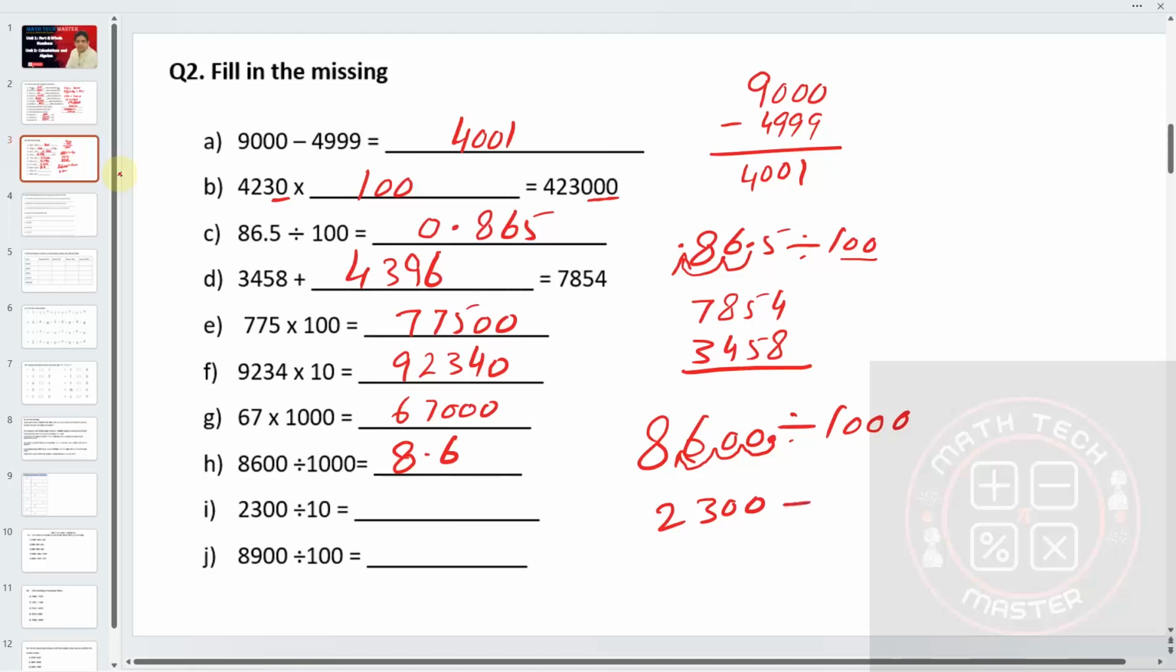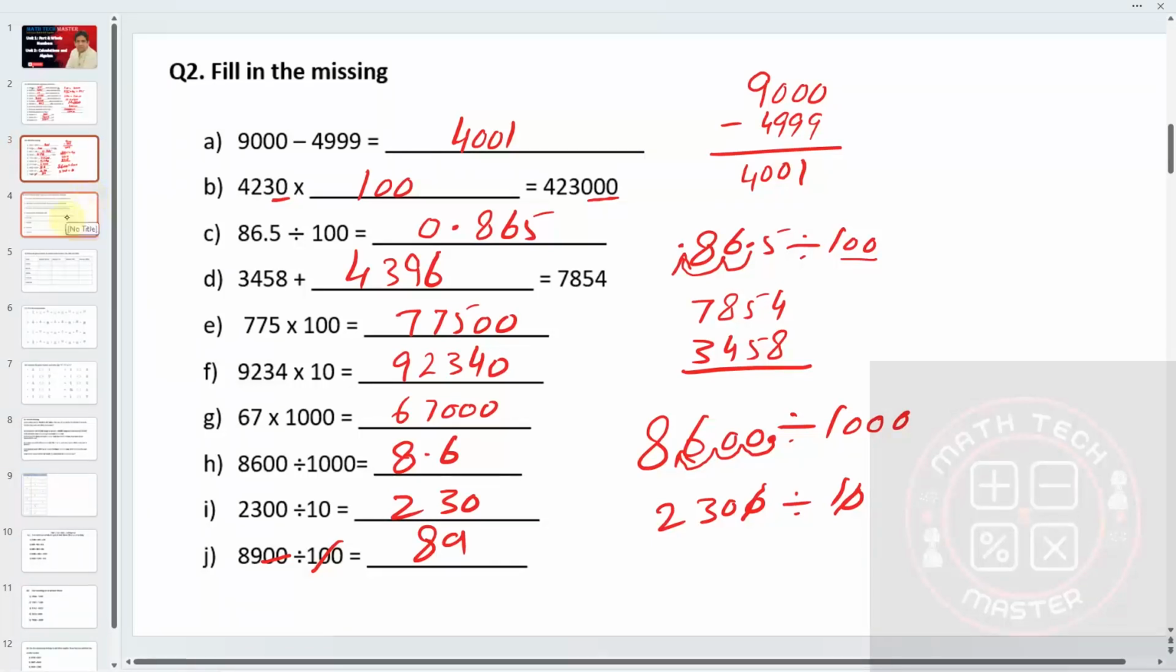Same is the case with 2300 divided by 10. If a whole number is divided by 10, 100 or 1000, and the whole number itself has a 0 at the right side, we can cut the 0 with the 0 in the division, so the answer will be 230. Same is the case when we are dividing by 100, we can cut these two zeros by these two zeros, and the rest will be the answer. I hope it has made a very clear concept of multiplication and division by 10, 100 and 1000.